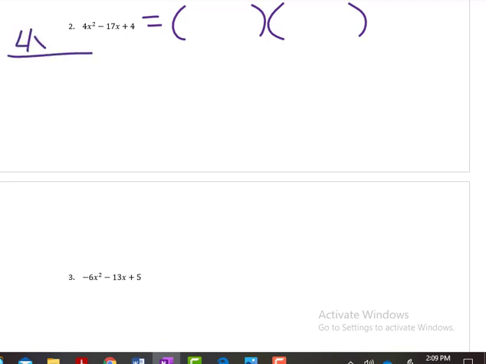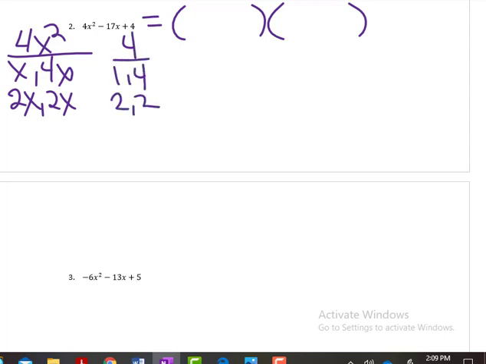So for 4x squared, I can do x and 4x. I could also do 2x and 2x. And for 4, factor pairs of 4: 1 and 4, 2 and 2. All right. Now notice that the middle term is negative. So we're going to go ahead and work on our factors. But that negative, what it really means is when you get that negative 17, but we have a positive C term, it means we're going to have negative terms in the middle.